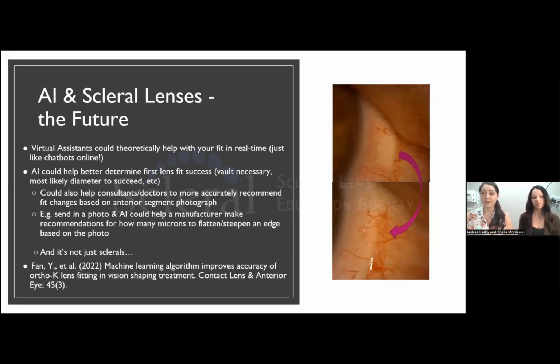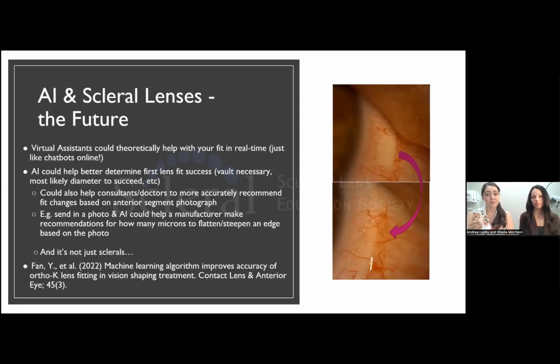It can also really help. Where I'm really interested in seeing it help is, can it help consultants and doctors more accurately recommend fit changes? Even with impression-based lenses and digital freeform lenses, there's still changes sometimes that we have to make. It's not a perfect process yet. If you're like me, I send tons of pictures away to my consultants. I'm like, here you go, here's all the pictures of the eye, here's a movie of the eye, everything you could see. Do you agree with the changes that I'm making?